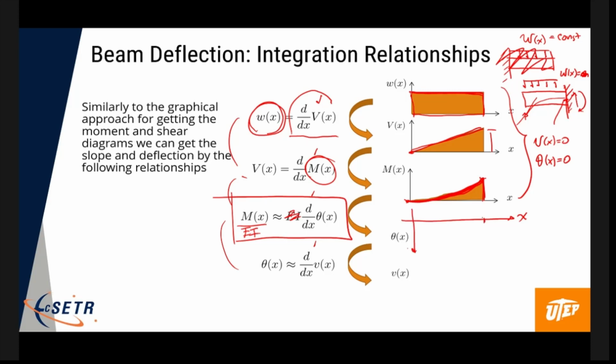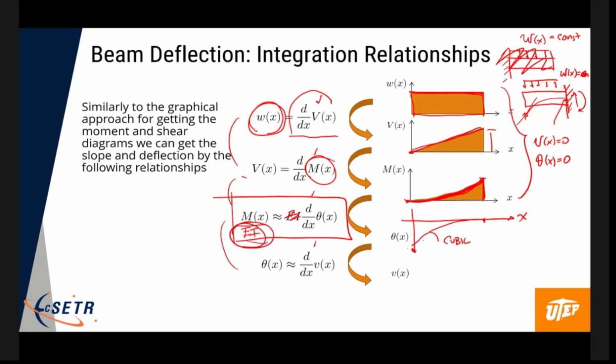So we start here at 0, and it's going to go down as a cubic. This is going to be a cubic, right? So again, you're just integrating it, and don't forget to divide by the EI, right? We have to divide by EI.